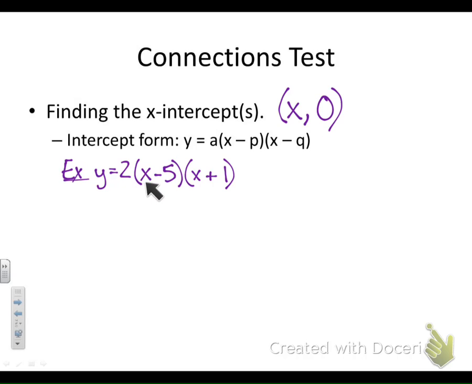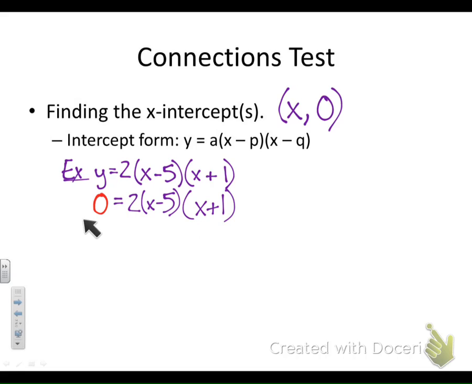Here's an example. Let's say we have the problem 2 times the quantity x minus 5 times the quantity x plus 1. I'm going to start out the same way I've done, where the y-coordinate is 0, and I've got to figure out how to solve it from here. So we can divide both sides by 2. Dividing this whole side by 2 just gets rid of this 2, and 0 divided by 2 is 0. I'm still left with this x minus 5 times x plus 1.